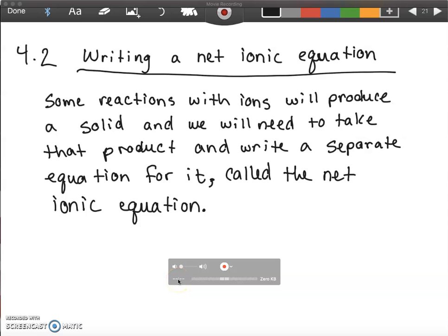Okay, ladies and gents, for our final video in topic 4.2, we're going to talk about how to write a net ionic equation, including the complete ionic as well as the molecular equation. Right? Net ionic equations show us specifically what types of solids will form. So for instance, some reactions with ions will produce a solid, and then what we will need to do is take that solid product and write its own balanced equation for it. We call that equation the net ionic equation. There's a series of steps that we need to do in order to get there. And that also includes reviewing a new reference sheet that I gave you called the solubility chart.